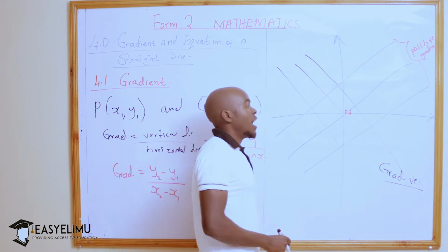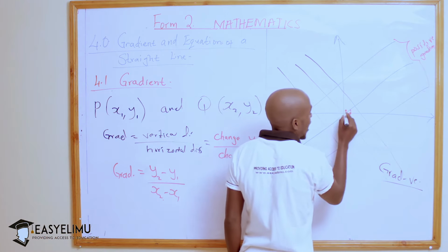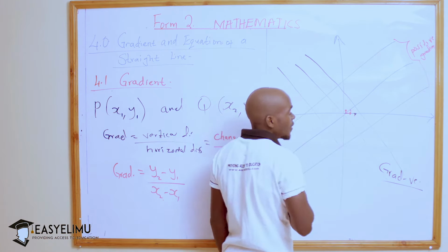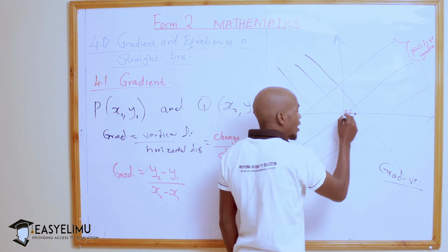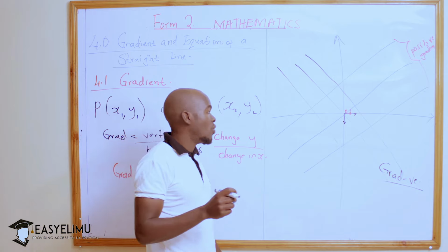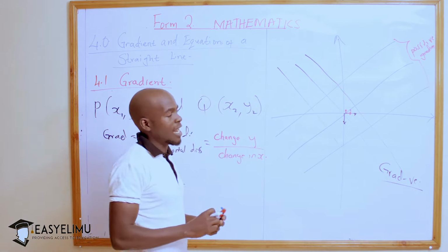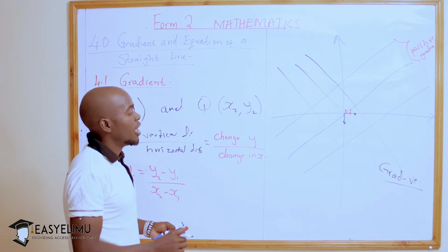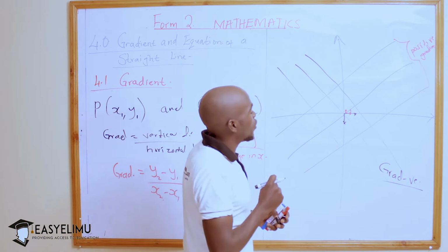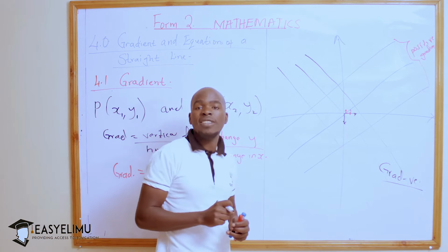Simply because if there is an increase in x, you will find a corresponding decrease in y. Such lines will give you a negative gradient. So if you compute the gradient of those respective straight lines, you will always get a negative gradient.